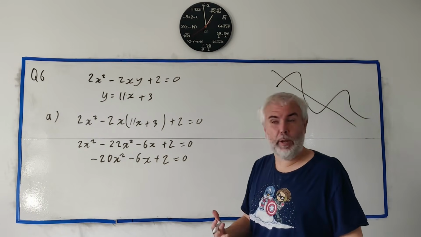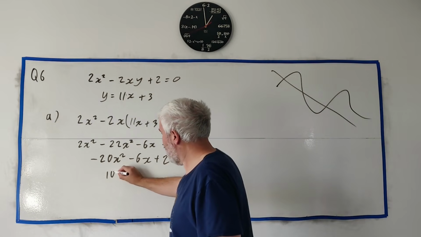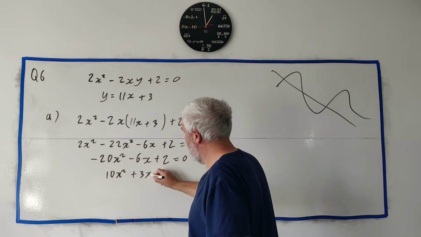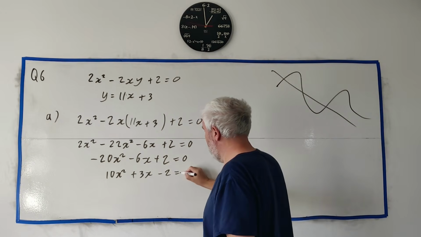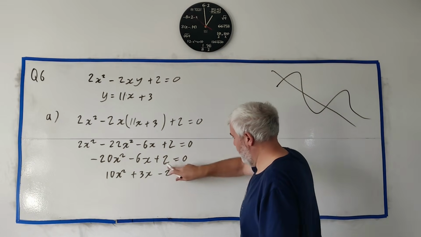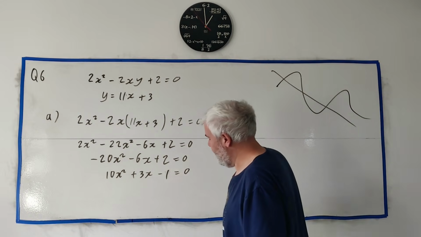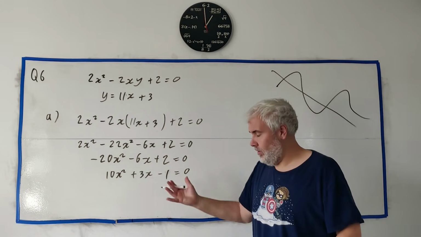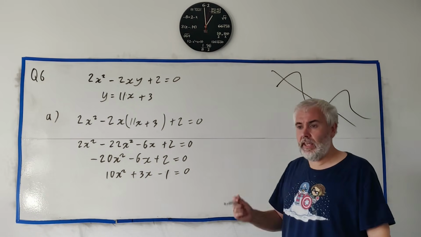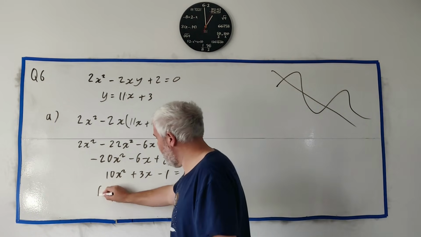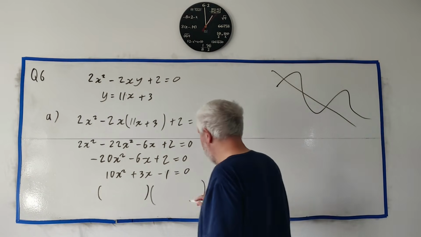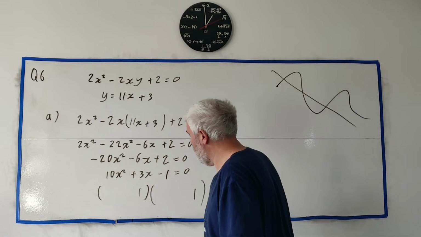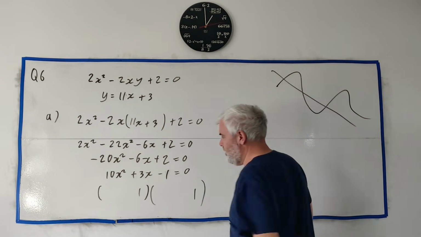Or you could just say divide by minus 2. That becomes 10x squared. This becomes plus 3x and minus 2 equals 0. Minus 1 equals 0. Now this is a quadratic. You can factorize this. Well, you can in this case factorize it. If you're not good at factorization, use the minus b formula. But in this case, there's only one way to get to 1. That's 1 times 1. So there's a good few options for this though.